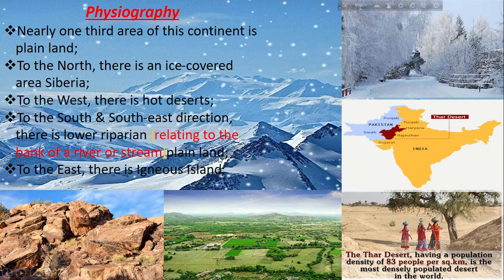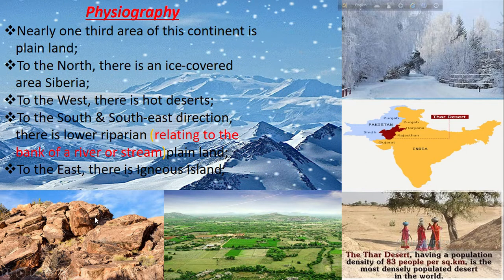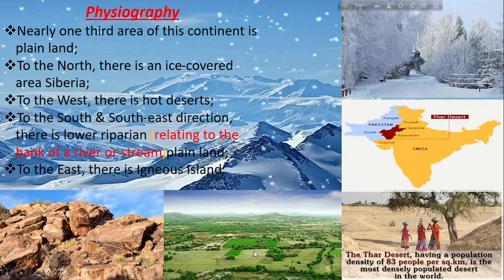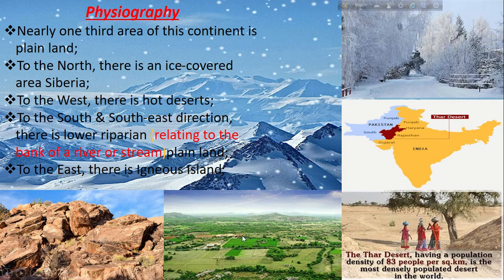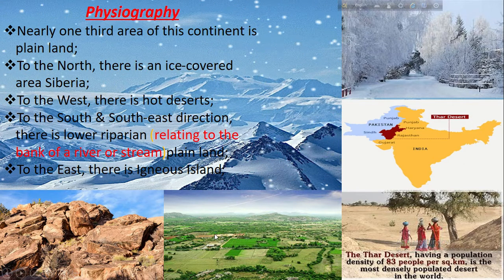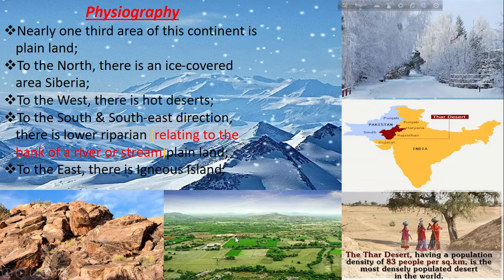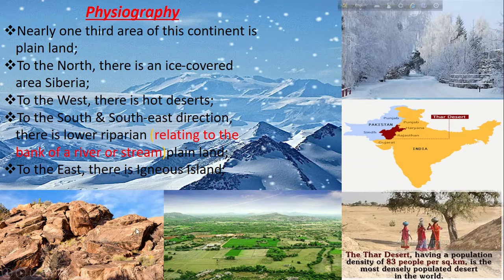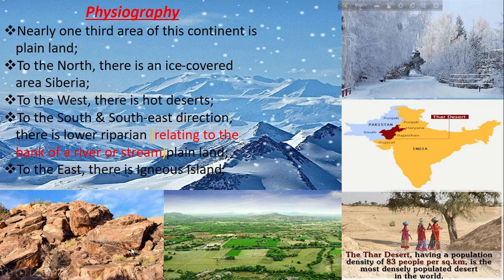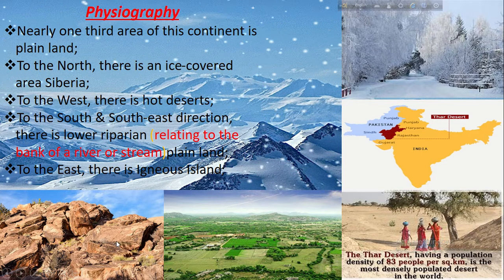very hot. To the south and southeastern direction there is lower riparian plainland, that is relating to the bank of a river or stream. And you know the river water is a very essential and important part for irrigation and the cultivation of land. So, most of the people live in these plainlands. And to the east there are igneous islands, also rocks and minerals are available in the eastern part of Asia.